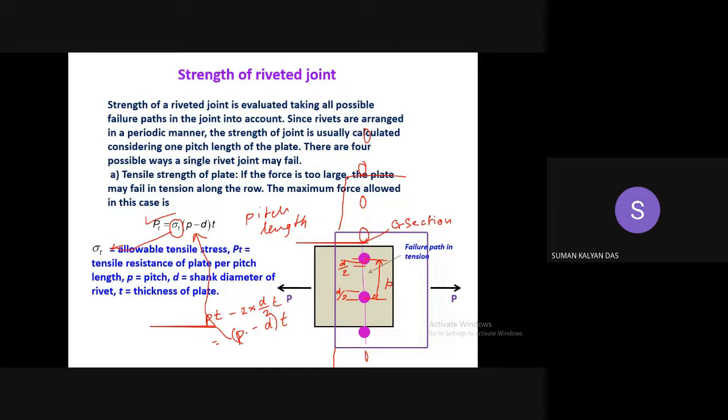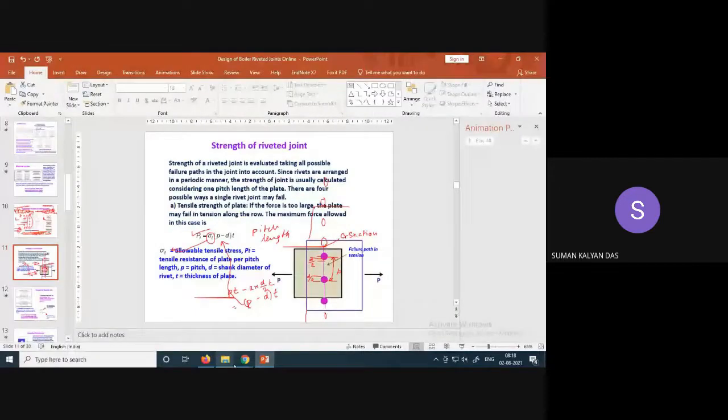Okay? So like this you get this expression, and if you finally multiply with the allowable stress, that is the tensile strength of the plate in one pitch length. However, we don't mention the pitch length because it is understood that this strength is per pitch length. বুঝতে পারলে? Any doubt in this? It is trying to join again.